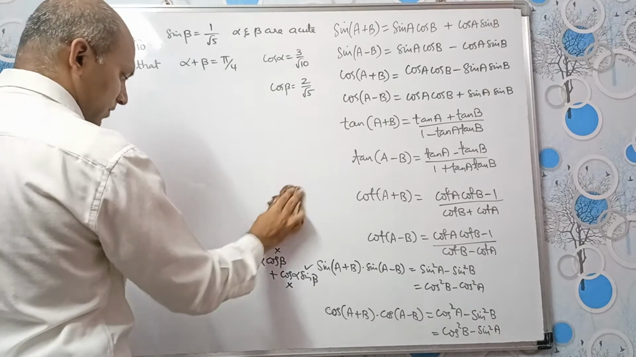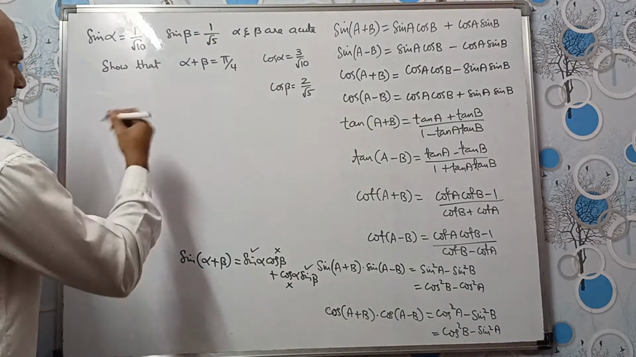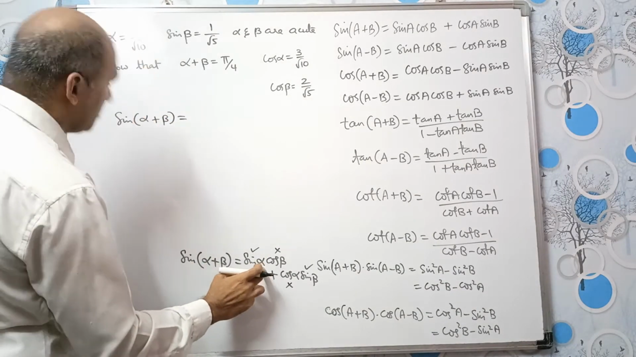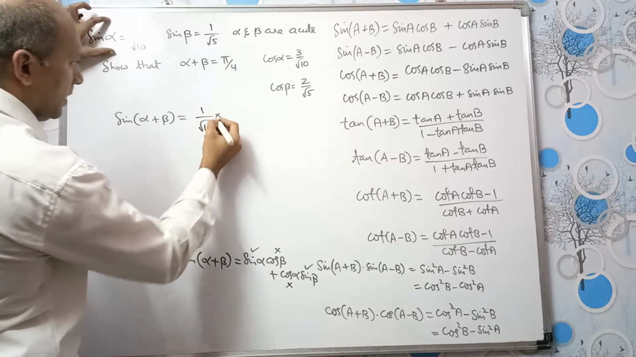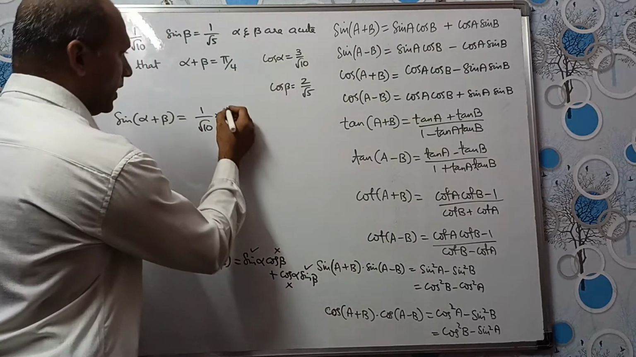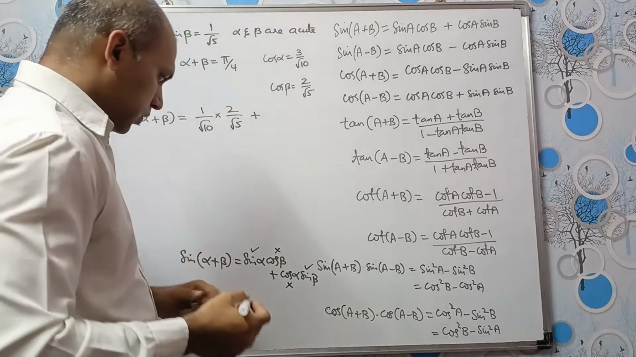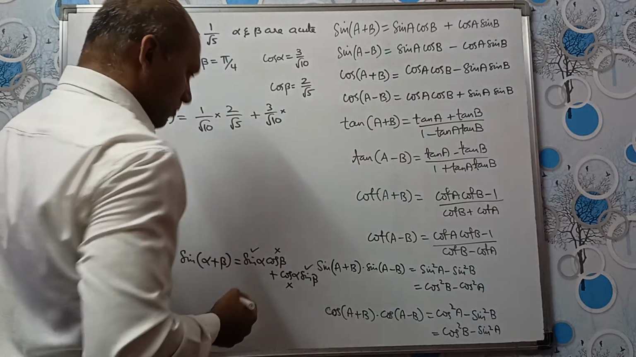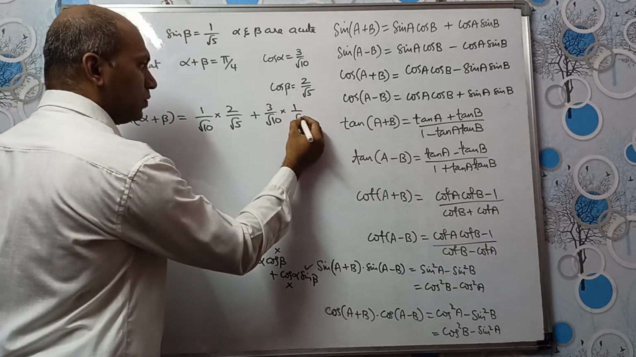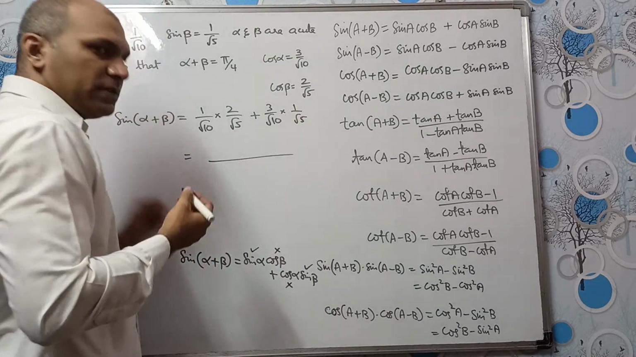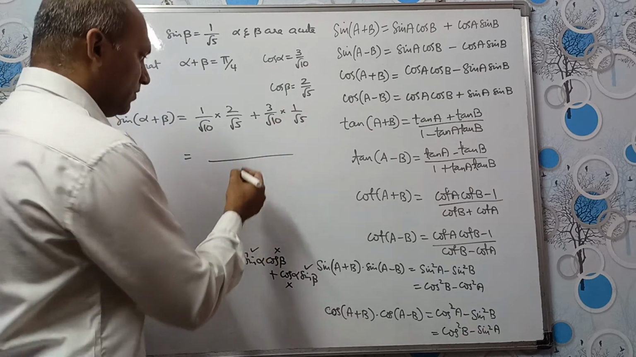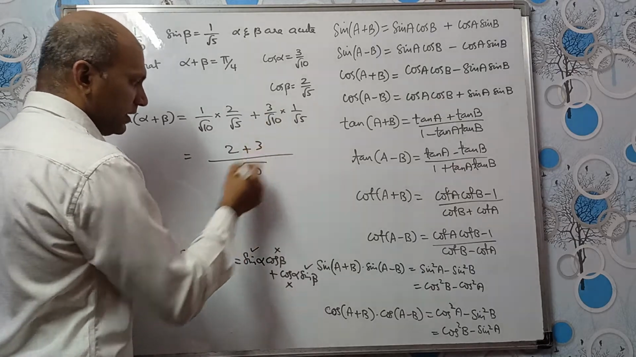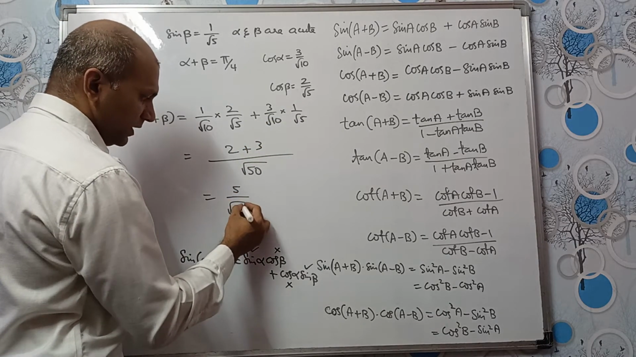To find sine alpha plus beta. Sine alpha plus beta is sine alpha cos beta. Sine alpha 1 by root 10 multiplied by cos beta 2 by root 5 plus cos alpha 3 by root 10 multiplied by sine beta 1 by root 5. Denominators are same, right? Root 10, root 5, root 10, root 5. So can we write it root 50? Yes. 1 into 2 is 2, 3 into 1 is 3. So this is 5 by root 50.